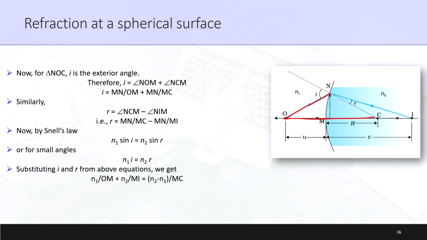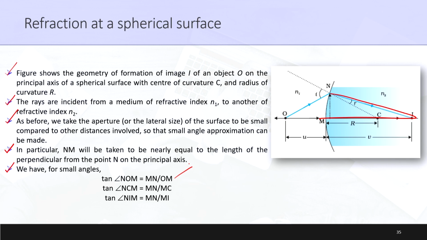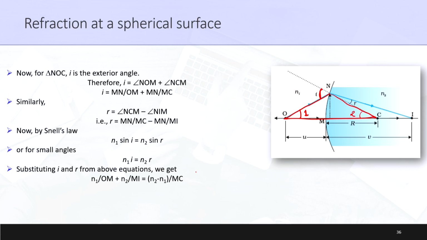In triangle NOC, what is happening? I is the exterior angle, quite evident. So, we have to equate the exterior angle with the summation of these two angles. Angle I is nothing but angle NOM plus angle NCM. A basic concept of mathematics has been used here, that the exterior angle is equal to the sum of the opposite interior angles. Therefore, now just substituting the values. NOM is used here, and NCM is used here. So, it is NM upon OM plus NM upon MC.